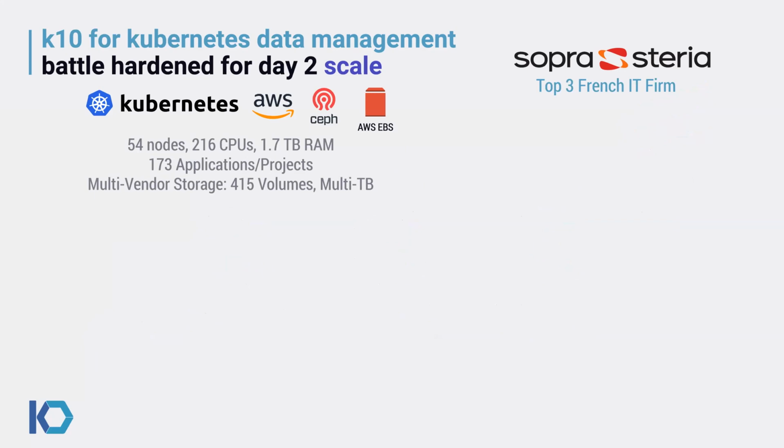What I want to do first is discuss a customer. This customer is Soprasteria. They're one of the top French IT firms. And what Kasten did for Soprasteria is that we went in and helped them with a few different things. But one of the scenarios that I want to look at with them is a cluster that we helped them manage. That cluster had 54 nodes, a fair amount of things happening inside of it, 173 different applications, 415 volumes, and it was a multi-terabyte cluster.